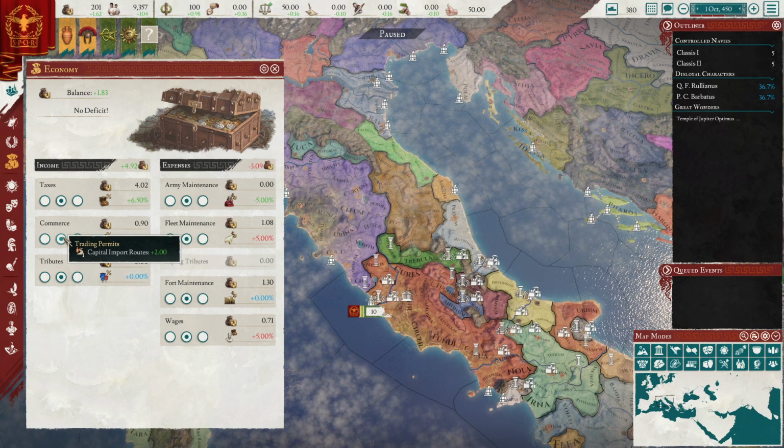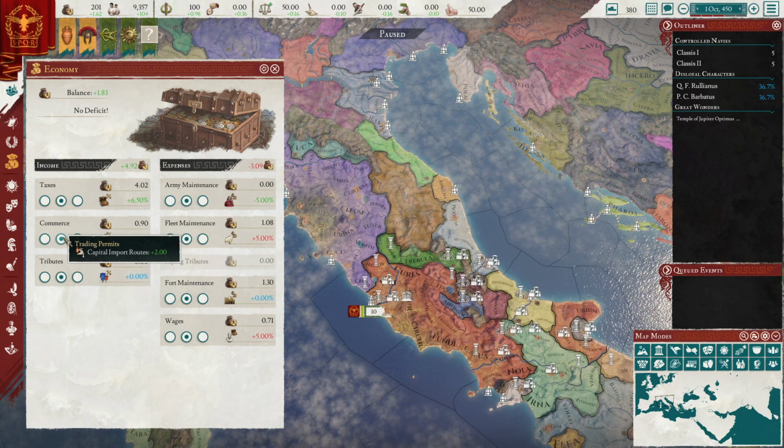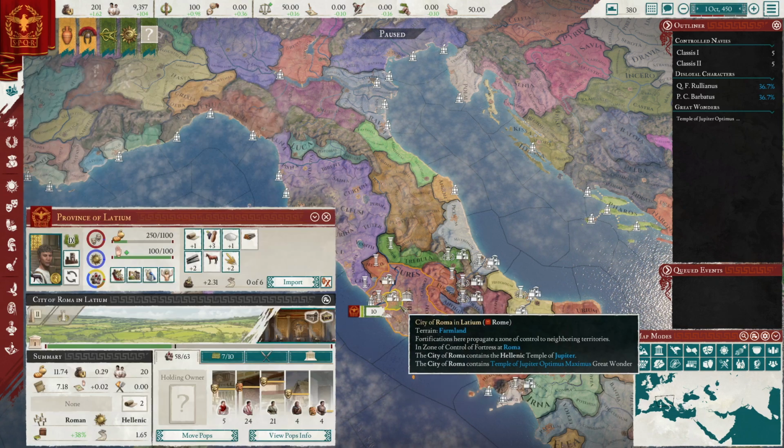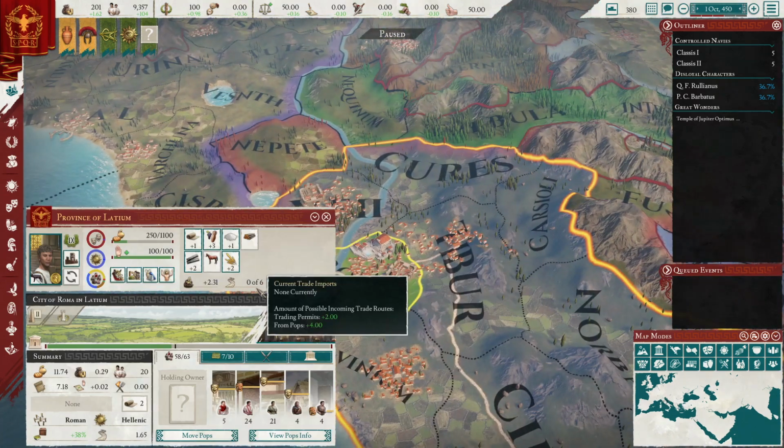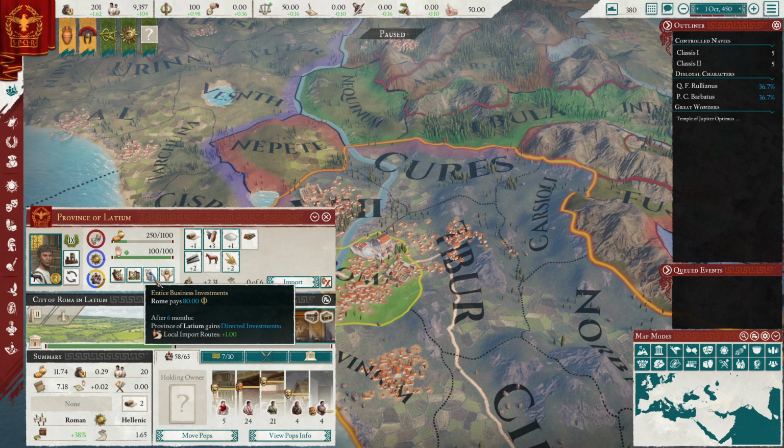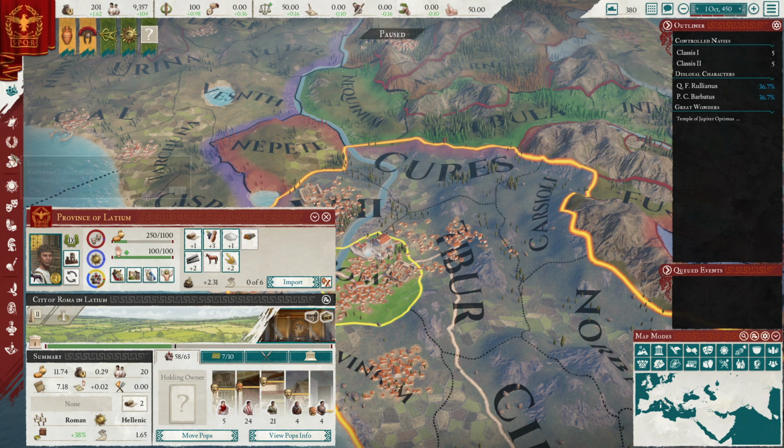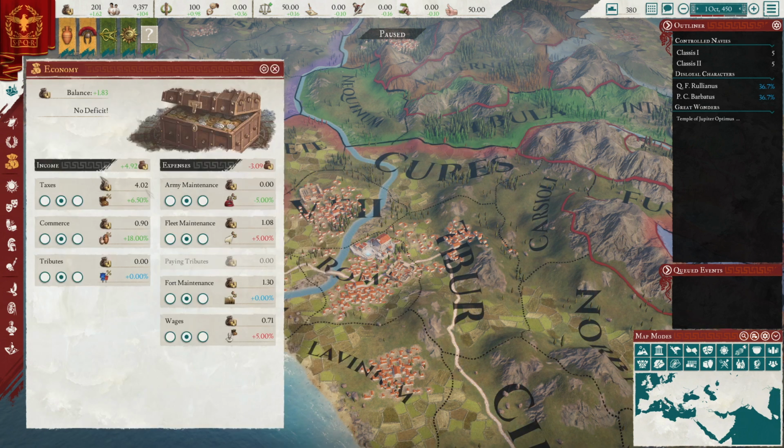If you have the middle one enabled, you'll have two more capital import routes. This can allow you to have two more trade routes going to your capital region, which you can also just get by doing business investments right here. This is more of a temporary thing you could swap out. This is mainly useful if you are a small country that does not have many or any, if at all, capital import routes, and you need some bonuses that you don't have. That's great. If you need bonuses, it's great.